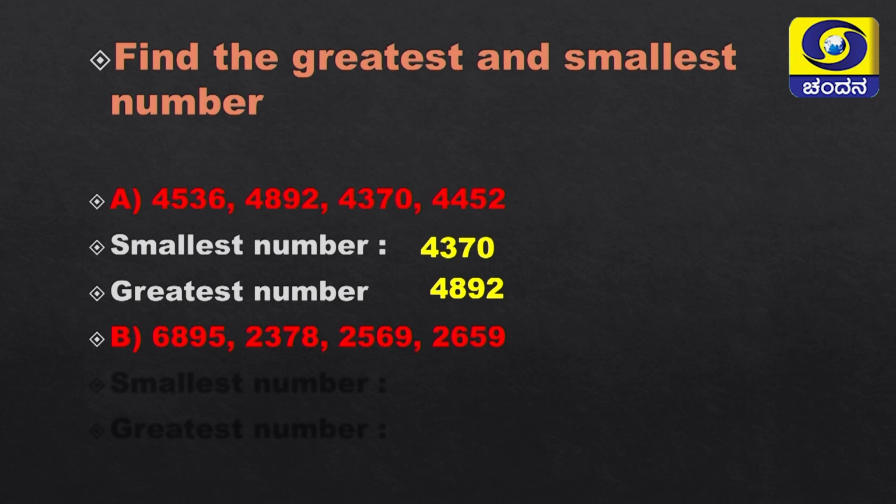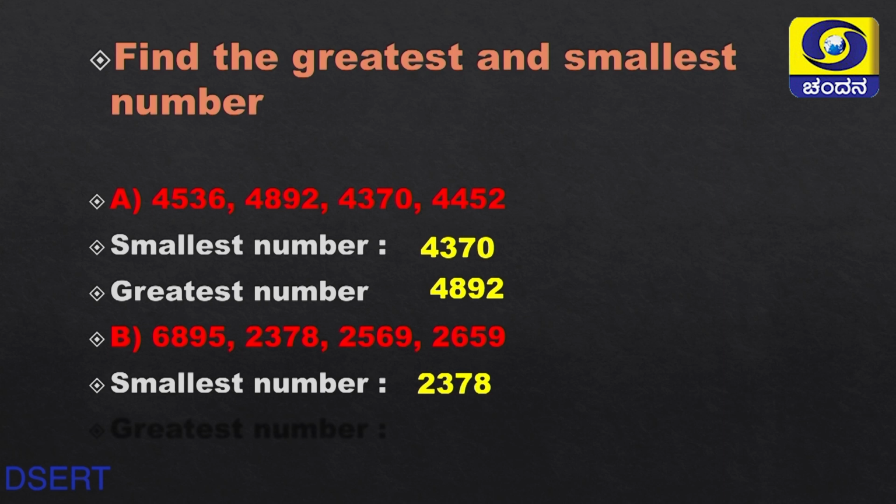Here I have given four numbers, that is 6895, 2378, 2569 and 2659. You have to identify which one is greatest and which one is the smallest. Yes, the smallest number is 2378. And which one is the greatest number? Yes, it is 6895. Very good, children.